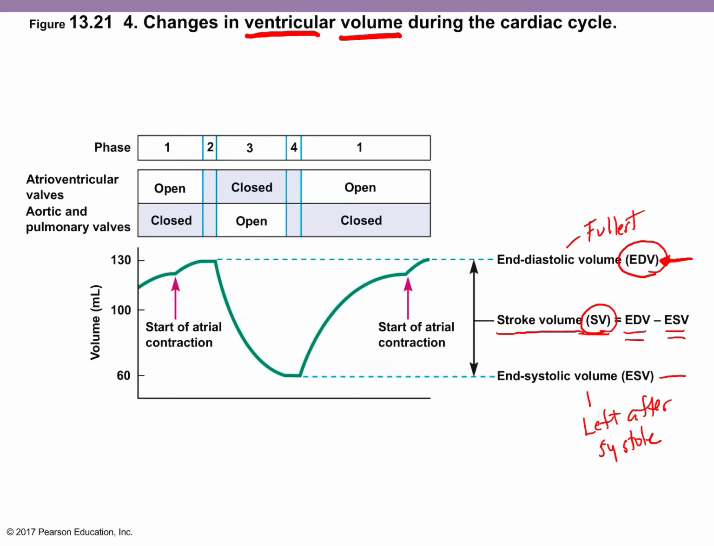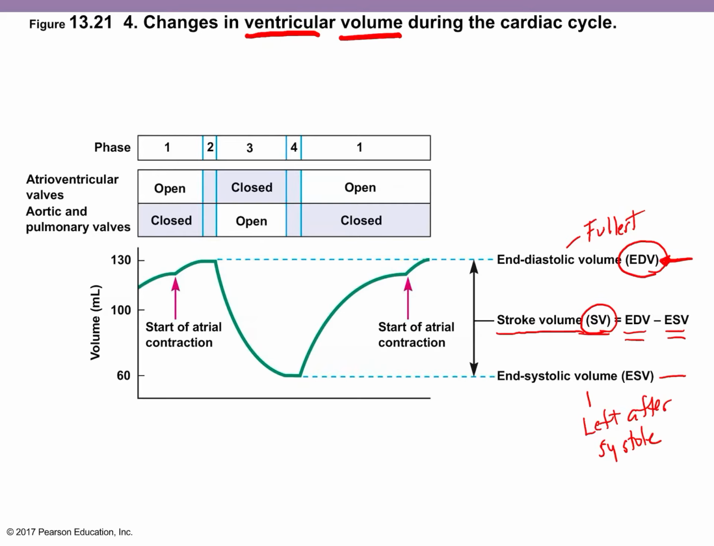So let's say we have 70 mils, which is how much blood left your heart. It's the stroke volume. Divided by 130 mils, which was how much your ventricle actually had. If we divide the two, you get 0.54, which is 54%. So the ejection fraction is that your heart could pump out about 54% of what your ventricle can handle, right? And that's normal. It turns out that normal ejection fraction is 50 to 70%.